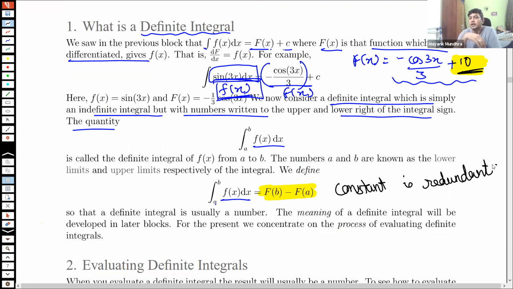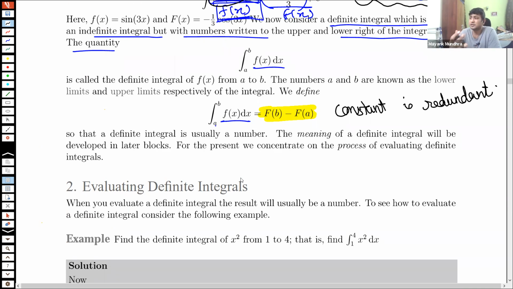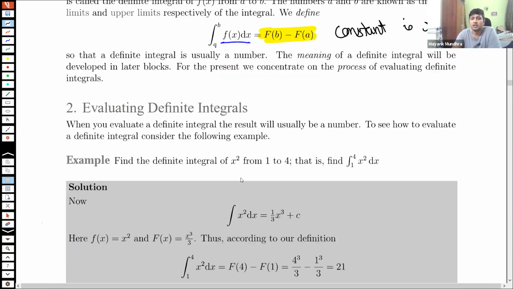So that's why, in a definite integral, you take the simplest possible function to integrate. Don't clutter your calculations with this constant. Just assume the constant away. Take the simplest F of x, which when differentiated gives sine 3x, which is the F of x that does not have any constant. That will give you the simplest possible calculation because the constant is not going to play a role anyway.